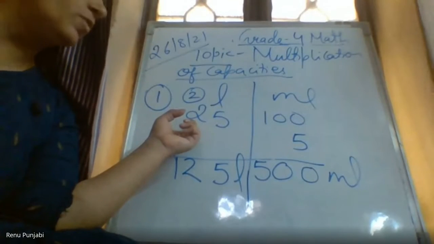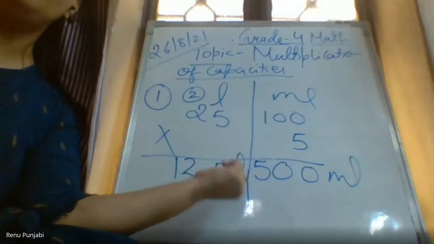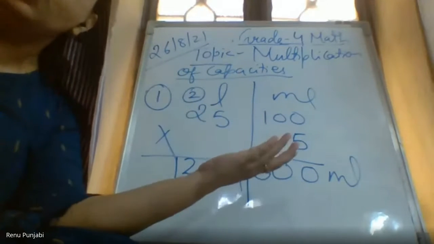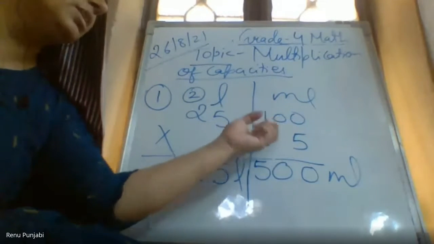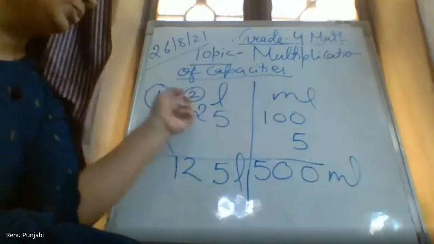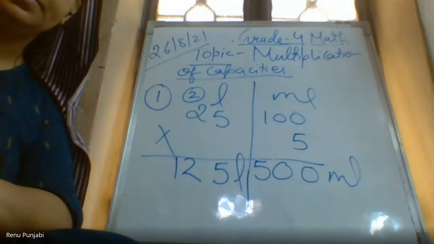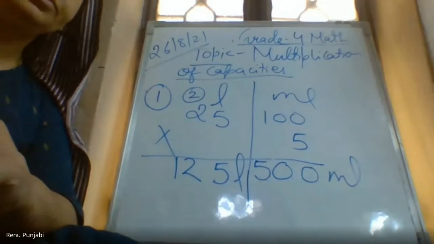Ma'am, I'm confused in liter. Ma'am, can you explain the sum again? The capacity of one water bottle is 25 liter, 100 milliliter. How much is the capacity of 5 bottles? One is given and you need to find for many, so you always multiply. 5 zeros are 0, 5 zeros are 0, 5 ones are 5, 5 5s are 25, 5 2s are 10 plus 2, 12. Clear, Vedant? Yes, ma'am.